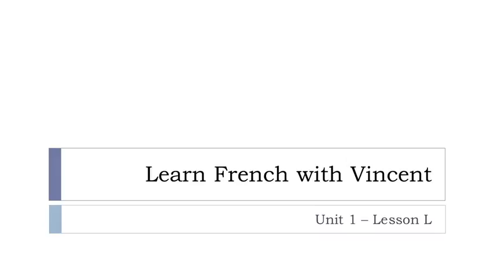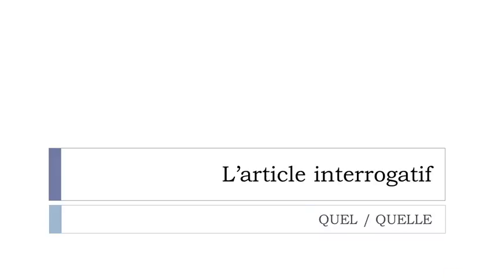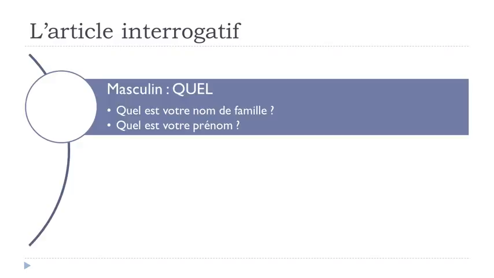Bonjour à tous, hi everyone, and welcome to Learn French with Vincent. This is Unité 1, Leçon L. In this lesson, we'll discover together l'article interrogatif. It's really useful, and we'll see that now. So l'article interrogatif, here you get the masculine form, and it's quel. Quel means what.